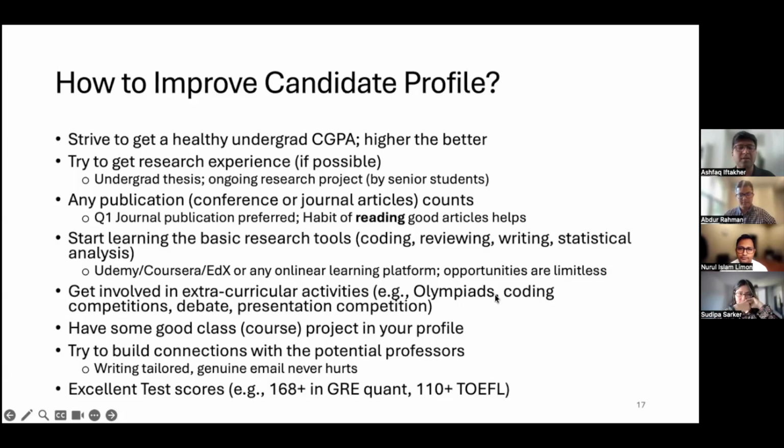And one more thing is, if you don't have the opportunity to do good research yourself, you can still join some ongoing projects that are happening in your school, or maybe write some articles. And one more point that I wanted to mention is starting to learn the basic research tools, right?